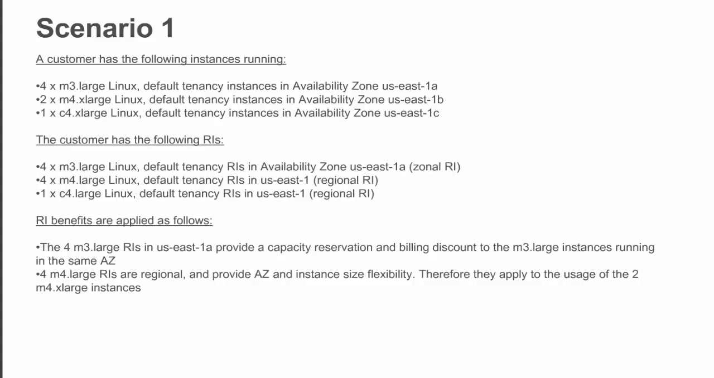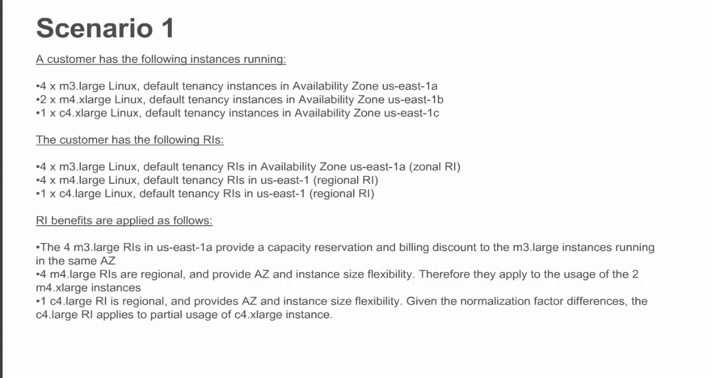And finally, the C4 large regional RI in US East 1 also provides the AZ and instance size flexibility. Therefore, it applies to the C4 extra large usage. However, since the RI is a smaller size compared to the instance that is running, which is a C4 extra large, the RI provides partial benefit. Based on the normalization factor, the C4 large RI will apply to half the usage of C4 extra large, and the remaining C4 extra large usage will be charged at on-demand rate.